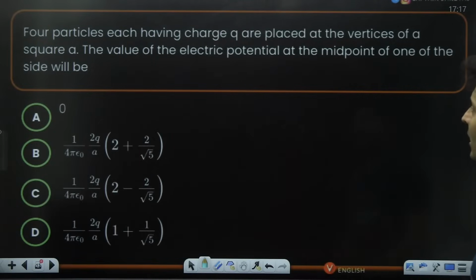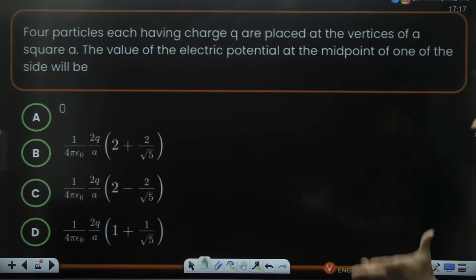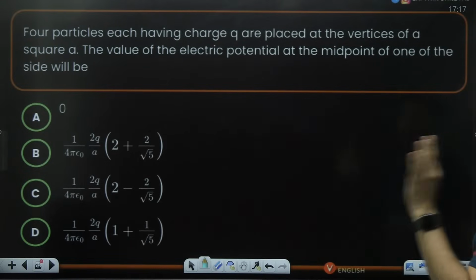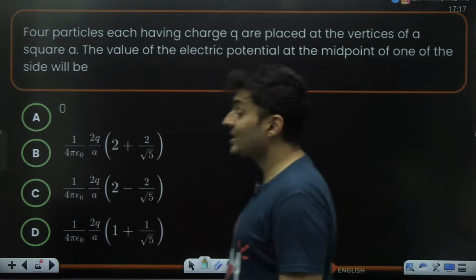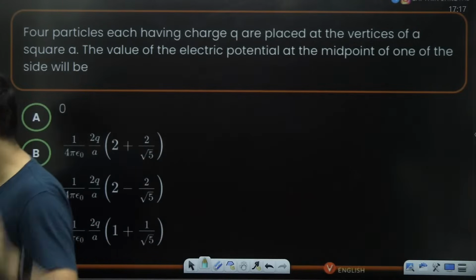Four particles, each having charge q, are placed at the vertices of a square. The value of the electric potential at the midpoint of one of the sides. Be careful. What is the question? Read it carefully.